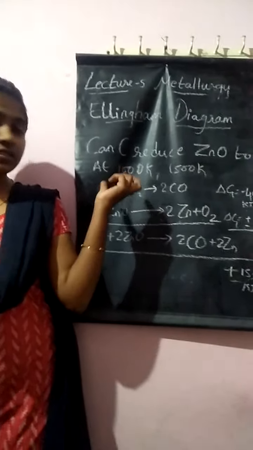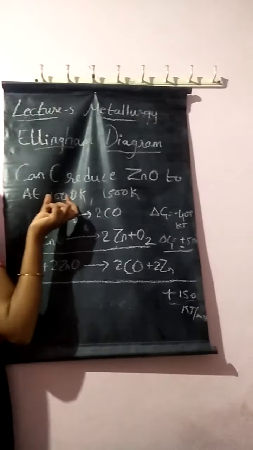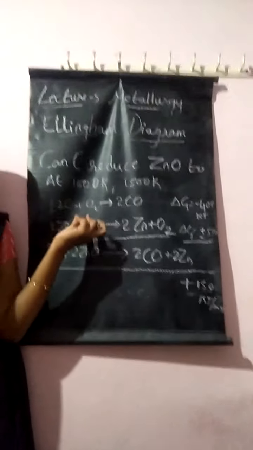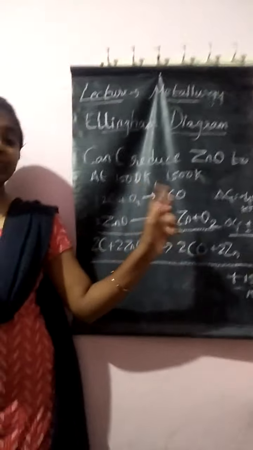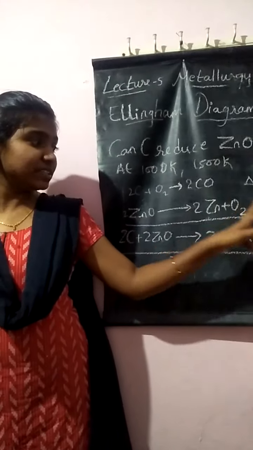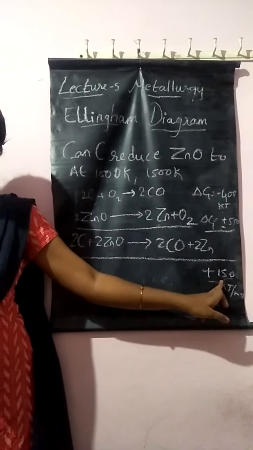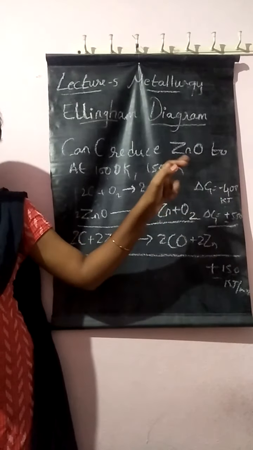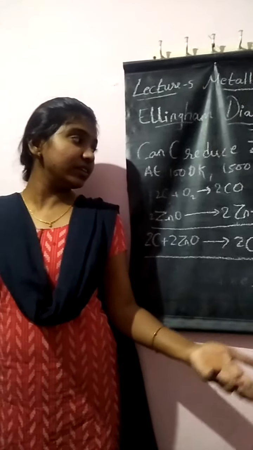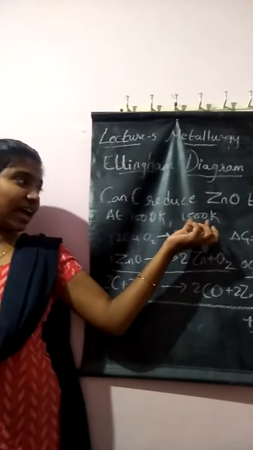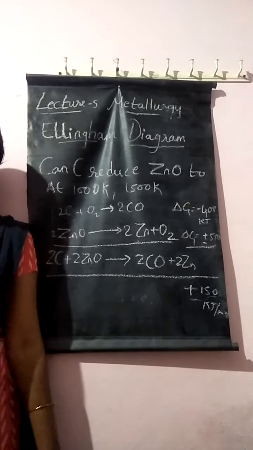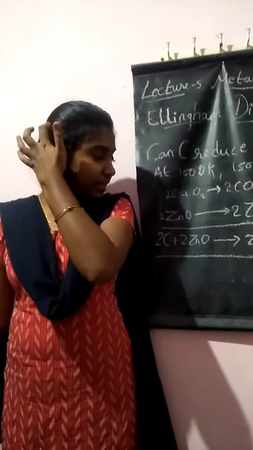This is the best example I have explained here. At two different temperatures, we can see that at one temperature the delta G value is positive, and at the other temperature the delta G value is negative. As the delta G value is negative, it acts as a reducing agent at that particular temperature only. So this is all about the Ellingham diagram.